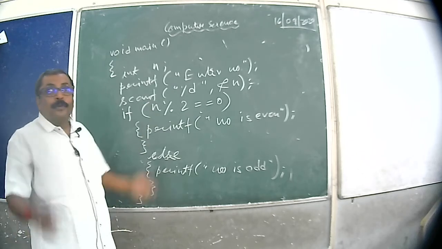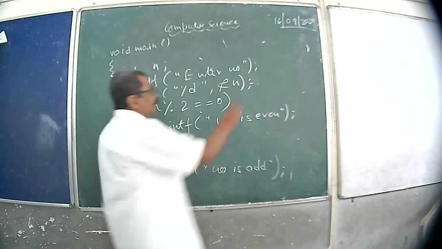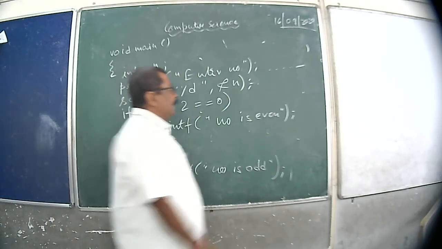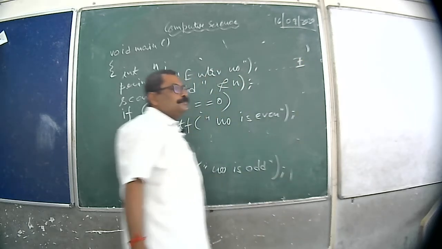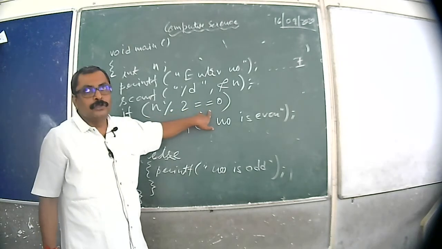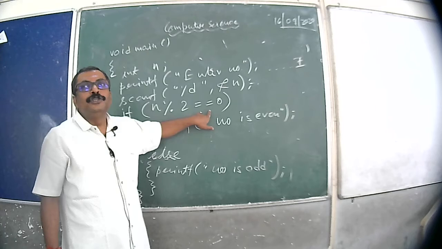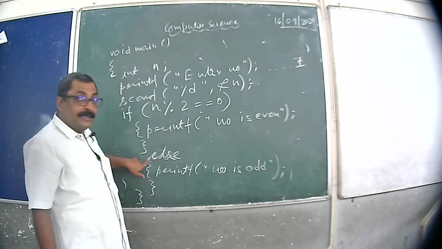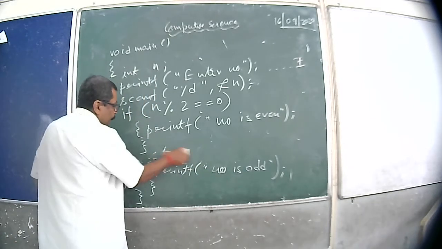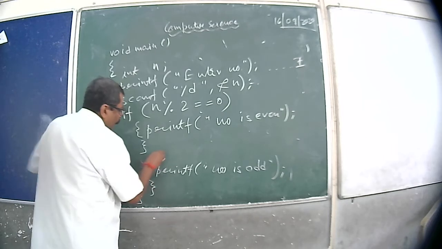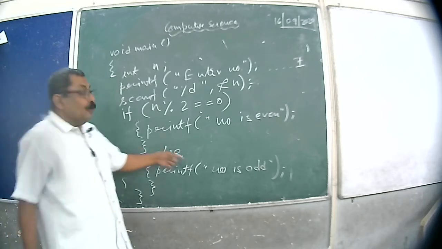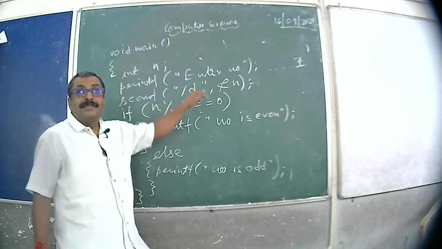What happened? If you execute the program, a message comes, enter number, and the cursor is waiting for a number from the user. Say for example, I have given 7. 7 modulo 2 is equal to 0, is that true or false? Obviously false. False means which part? Else part. Else part is here, number is odd. So, number is odd will come up. So, 7 is an odd number, very fine.